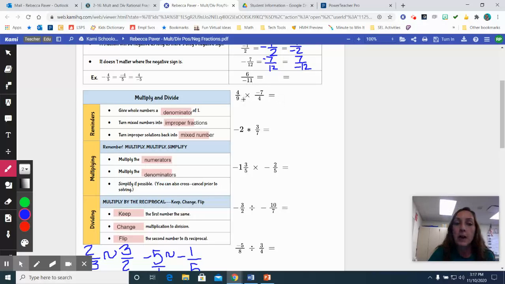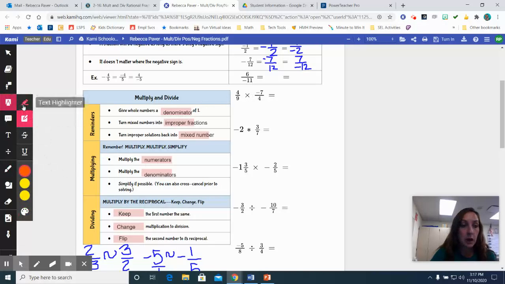So here we have 4/9 times -7/4. I prefer to cross cancel, and what that means is you look at the crosses. So I'm going to try and use a highlighter. Not sure if that's going to work. The numbers going across from each other are the crosses, and my highlighter does not seem to be working, and I don't think it will work on an angle. No, it will not. It will just make one big box.